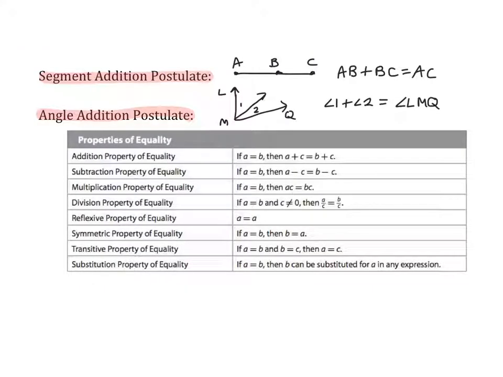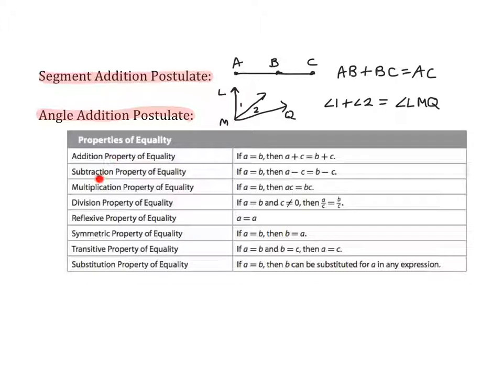Here's another set of properties or postulates that you should already know. In the previous lessons, we've talked about the segment addition postulate, which remember is just small part plus small part equals big part, and the angle addition postulate. Like here, angle 1 plus angle 2 would be the larger angle, angle LMQ. And here are a bunch of properties of equality that you learned from Algebra 1, so we can actually use them in reasoning and proof.